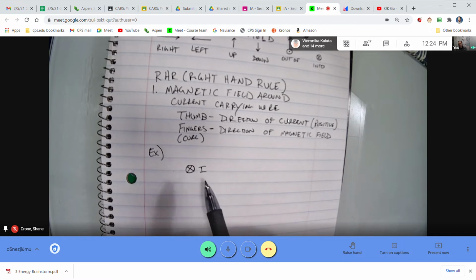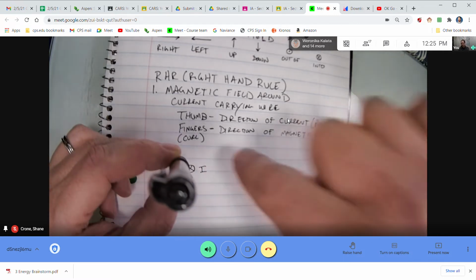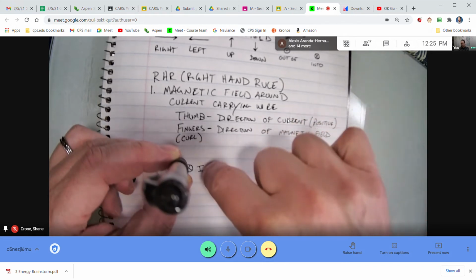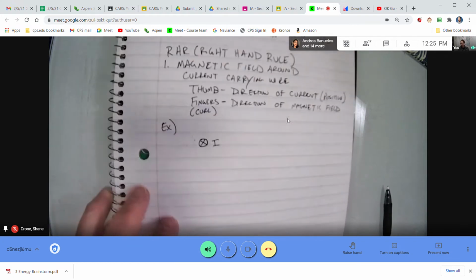So what this drawing is telling me is that I have a wire, it's oriented like this, it goes directly into the page, and the current is traveling this way, into the page. The current is traveling into the page. So now the question is, what's the direction of the magnetic field? So I'm going to try and do this on the video.